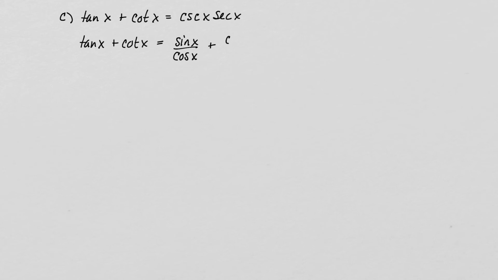So tangent of x plus cotangent of x equals cosecant of x, secant of x. So again, we'll start here with the left-hand side. Now, the way it is, there's just two individual trig functions that we're trying to add. So there's not a lot we can do, but we can turn tangent and cotangent into sines and cosines. So tangent is sine x over cosine x, and cotangent is cosine x over sine x. And that's just from the quotient identities.